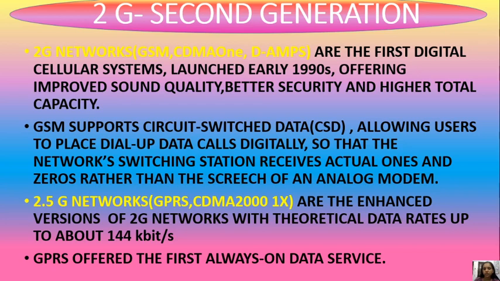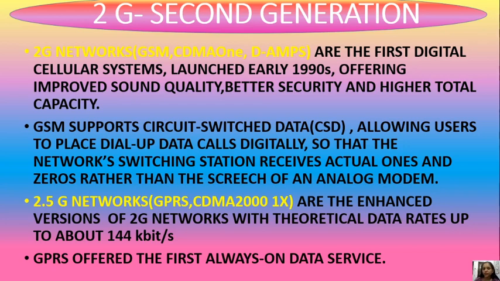Some technologies used here are GSM, CDMA and D-AMPS. CDMA stands for Code Division Multiple Access, and GSM, as we have discussed, is Global System for Mobile Communication. GSM supports circuit switched data, CSD, and GPRS supports packet switched data. I have discussed switching in my previous videos, you can watch that video. CSD allows users to place dial-up data calls digitally, so that the network switching station receives actual ones and zeros rather than the screech of an analog modem.